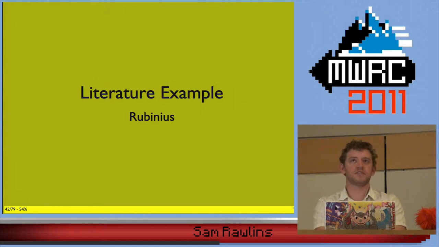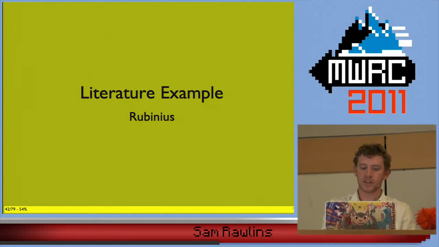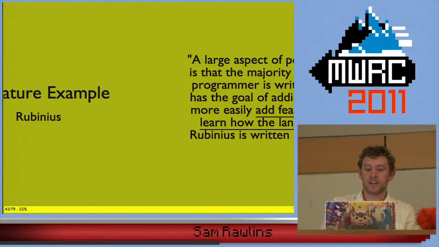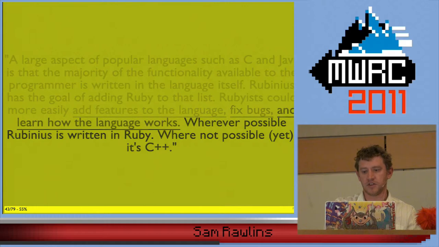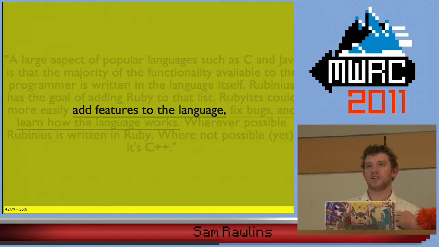Here's some literature examples of C extensions not getting a lot of love. Rubinius, their motto is use Ruby, which I really like. They have this whole quote on their page. You don't get to read it though, because you get to hear me talk. Basically, they're talking about how a lot of big languages like C and Ruby have this benefit that they're written in the language itself. So you get to kind of poke around the code that the language is written in, and that's a great feature because you kind of need to know one language in order to write in that one language.